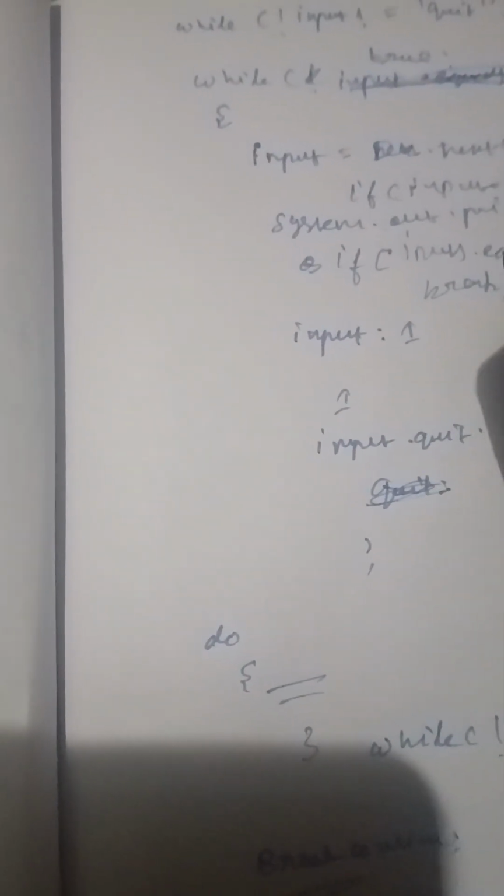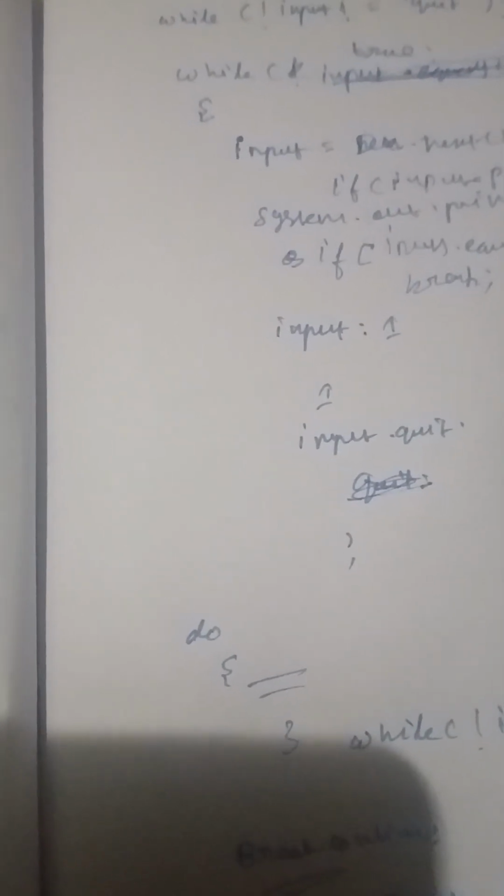Let's say another variable: if input equals pause, let's say continue. It will continue, and it does not print anything. If the break statement is here, any statement after the break statement will not be executed, and the continue is the same, the statements after it are not executed.